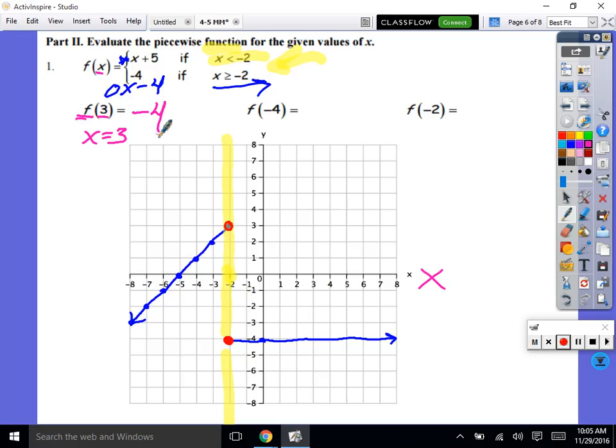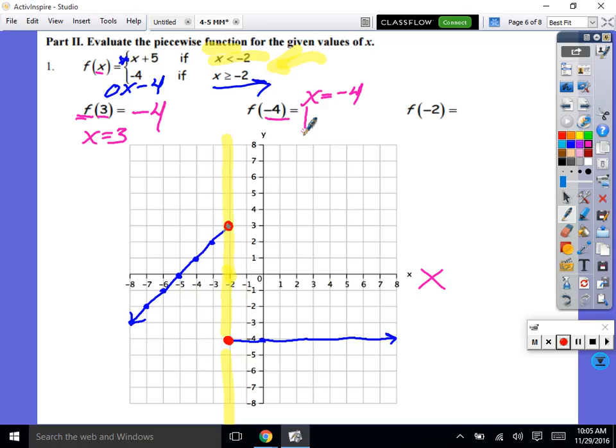Now it says, what's my function at -4? So at x equals -4, at what value is my function? Go to x equals -4, find your function. Oh, my function's at 1 right there, correct? Everybody see how I'm doing that? So f of -4 is 1. That means my function at -4 is up at 1.